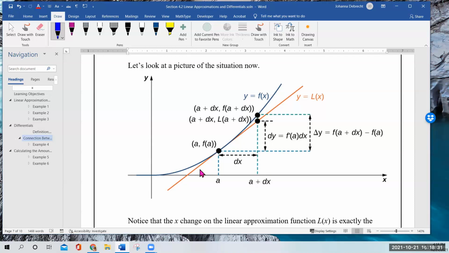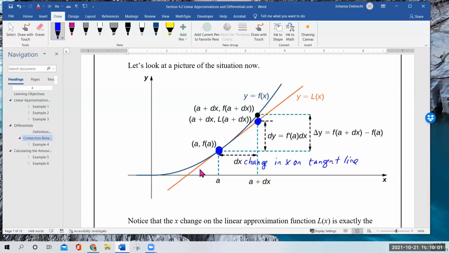dx is the change on the tangent line. Notice it goes from this point here on the tangent line that I've outlined now in blue to this point here, also on the tangent line, also now in blue. This is dx. This is the change in x on the linear approximation function, the tangent line.